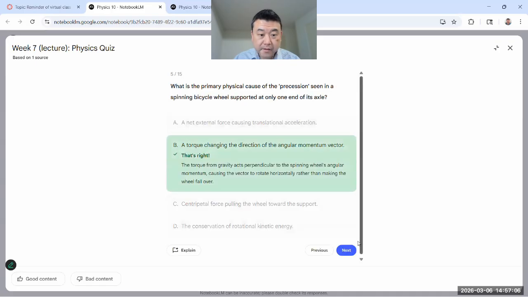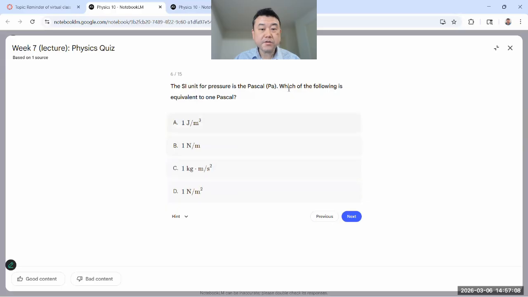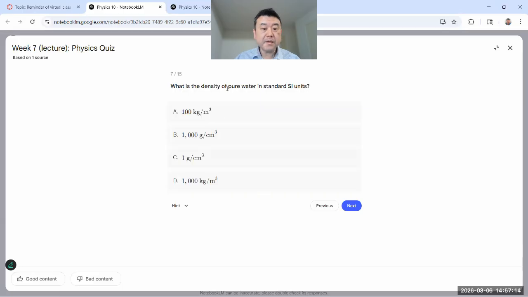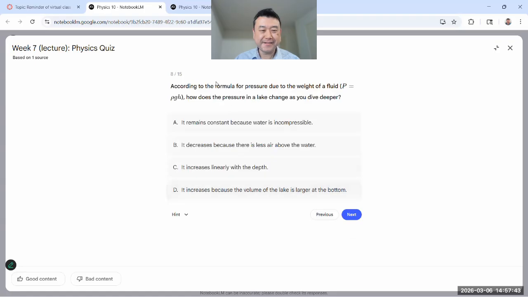Yeah, that's basically it. SI unit for pressure, which of the following is equivalent to newton per meter squared? This one, yeah. Density of pure water in standard SI units. So I'm gonna assume by standard they mean basic. So that would be this. Now both quantities got mentioned in the lecture, so let me look at the hint. Yeah, okay, so by standard they mean basic. So it's this one.